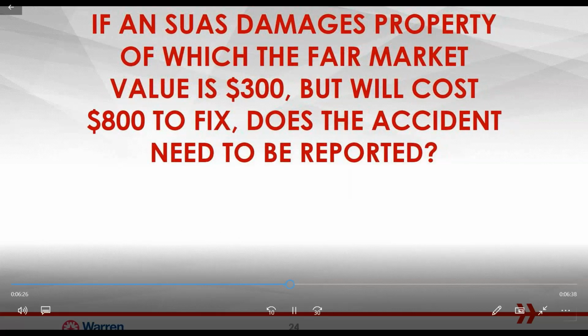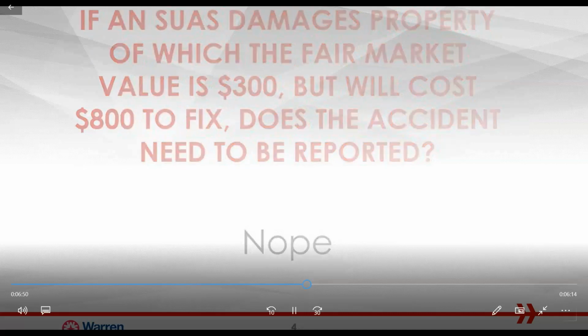Here's one. If your drone damages property of which the fair market value is $300, but it'll cost you $800 to fix, does the accident need to be reported? You probably answered yes. The answer is no. You do not need to report it because the fair market value is $300, which falls below the $500. This is one of the few instances where this will work to your favor.